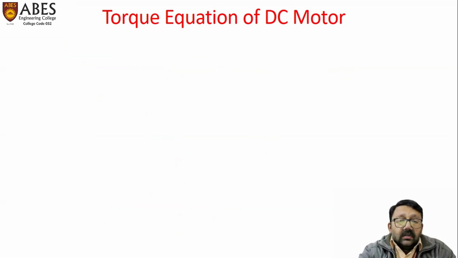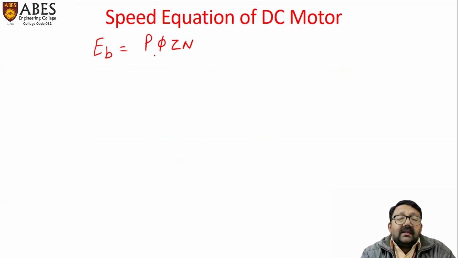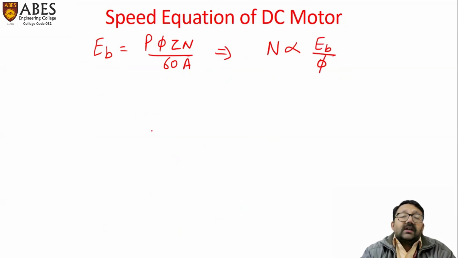Now, moving to the speed equations of DC motor. We all know the back EMF of a DC motor is given by the relation P phi Z n upon 60A. So from this expression, the motor speed is directly proportional to the back EMF and inversely proportional to the flux. So these are the two main factors on which the speed of a motor depends.